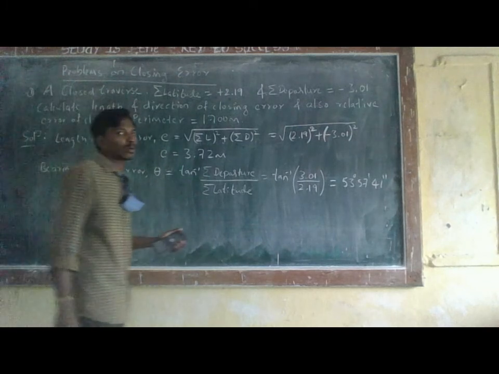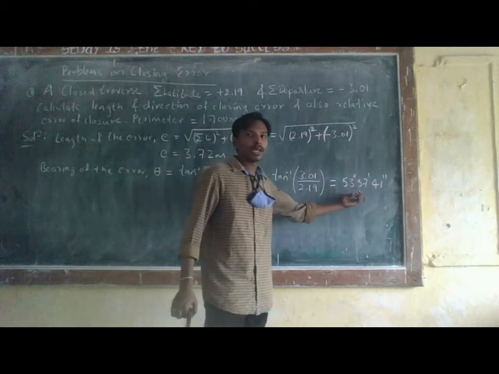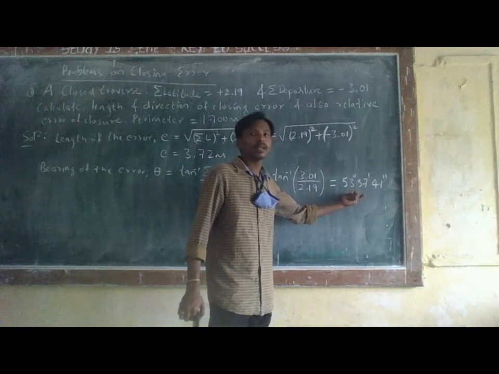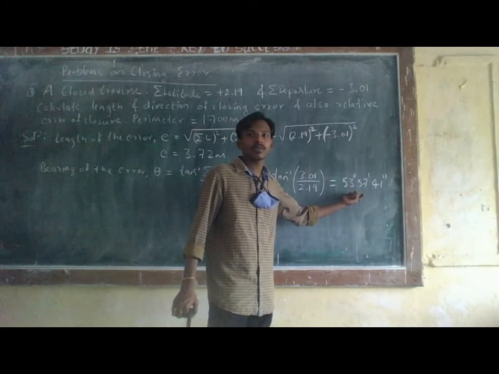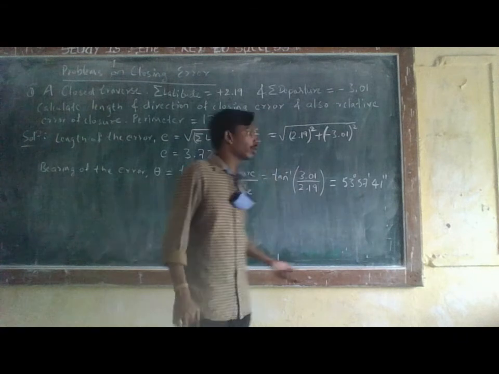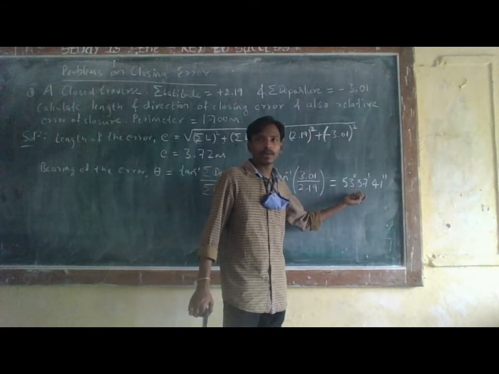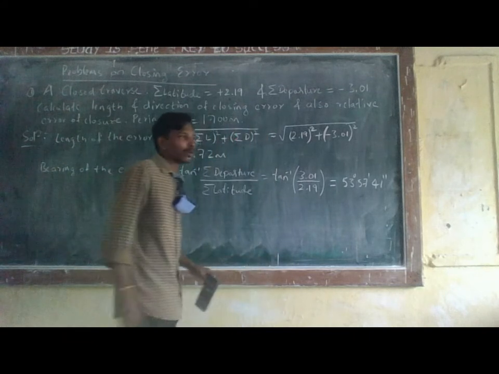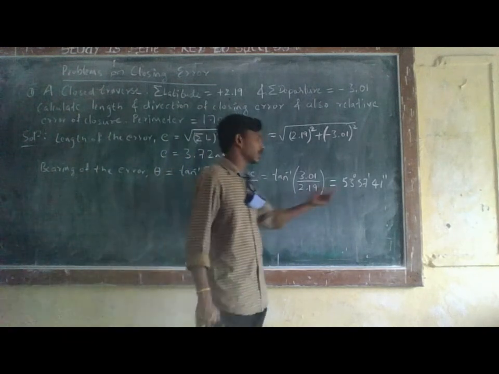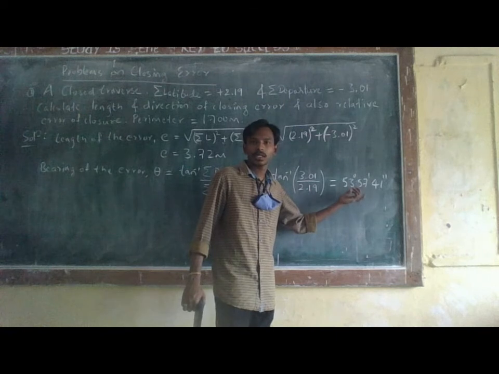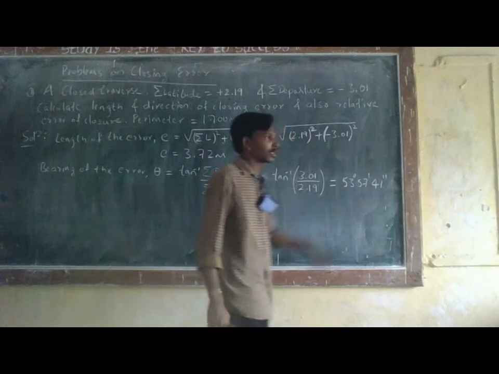Now you have to write, so always the calculated bearing will be in reduced format. So reduced bearing format. Now you have to write this correctly in the reduced bearing format. So for that you have to denote the direction: northeast, southeast, southwest or northwest.